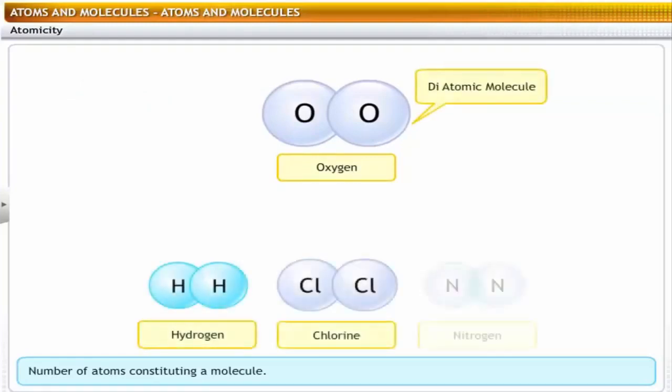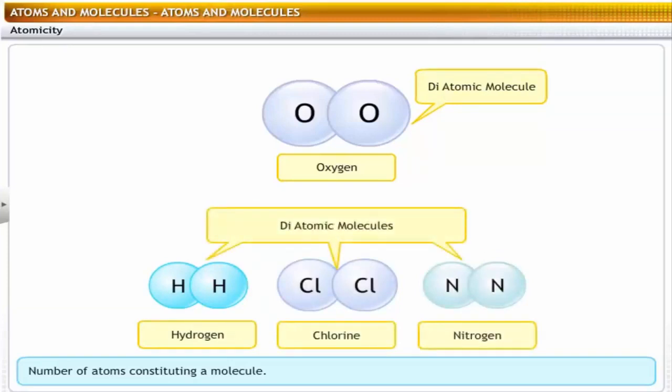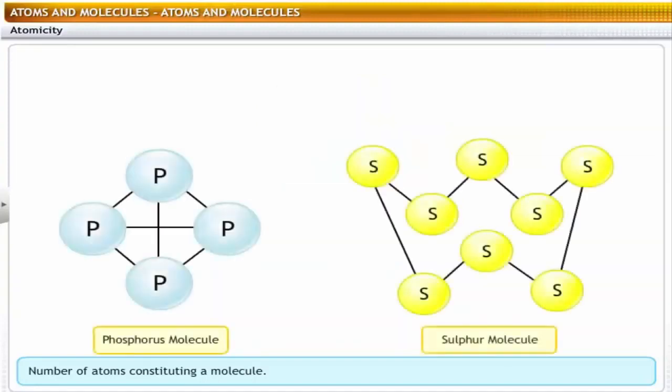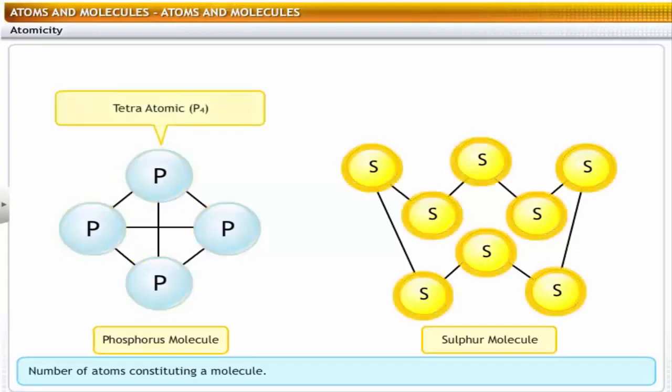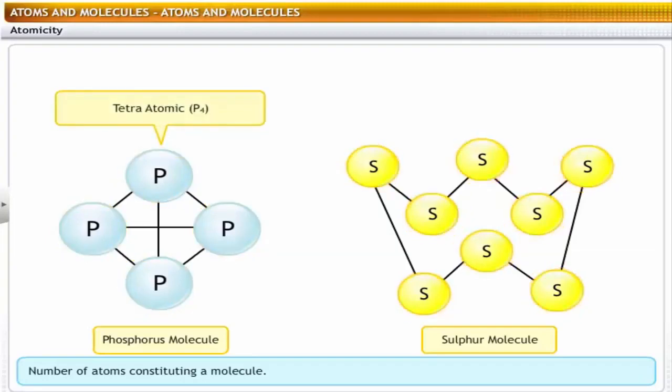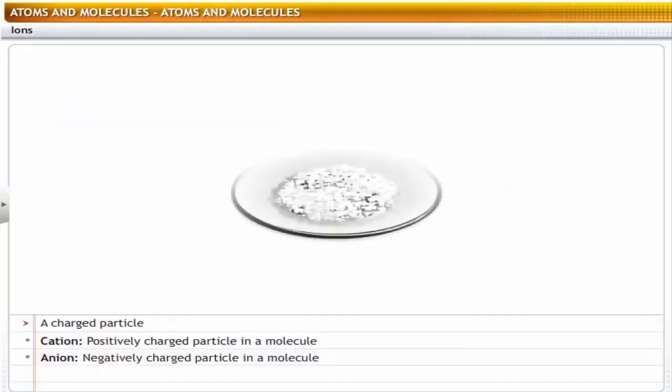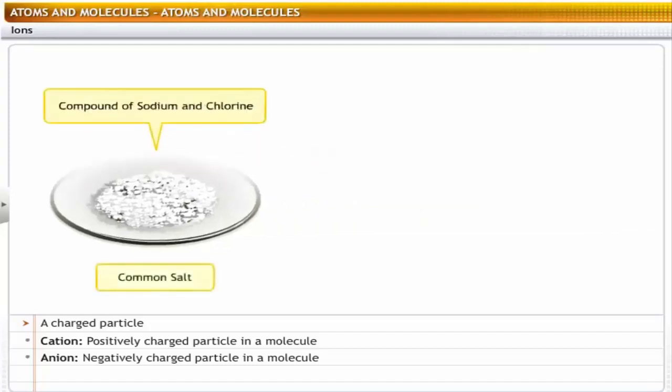Hydrogen, chlorine, nitrogen, etc. also exist as diatomic molecules. Elements like phosphorus and sulfur have more than 2 atoms in a molecule and are called polyatomic. A phosphorus molecule has 4 atoms of phosphorus, P4, and a sulfur molecule has 8 atoms and is octaatomic, S8. So far we have discussed the molecules of elements. Elements combine to form compounds. Thus, a molecule of a compound has 2 or more elements.